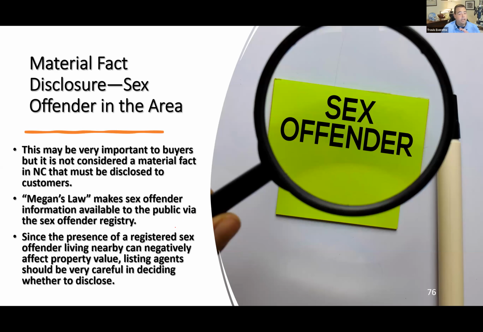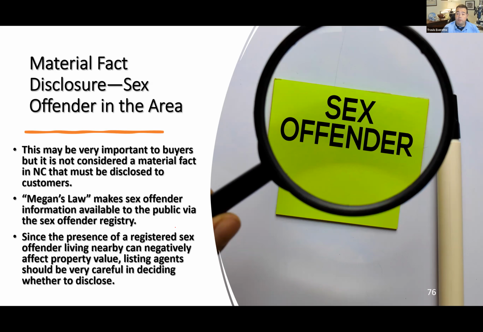Here is another one, and no humor at all in this. Serious, real talk here, folks. This is where some of you are going to have an internal conflict, and you're going to have to put that internal conflict aside as a real estate licensee in this state. It is not a material fact in the state of North Carolina that a sex offender resides in or nearby a property.